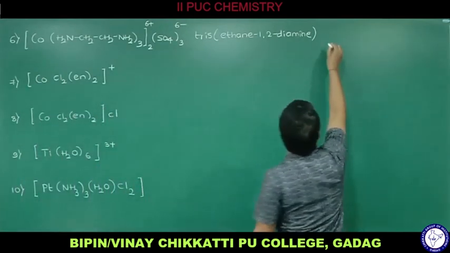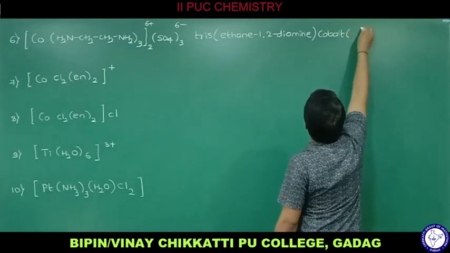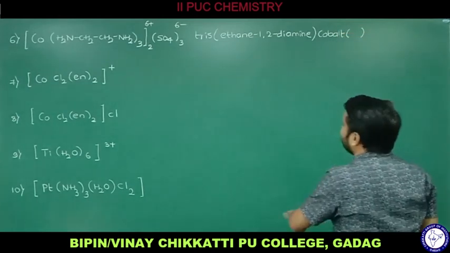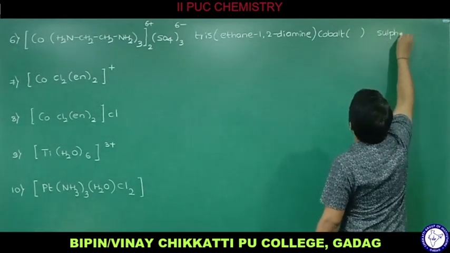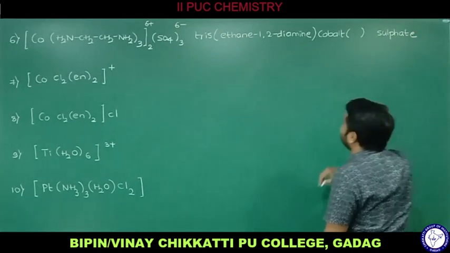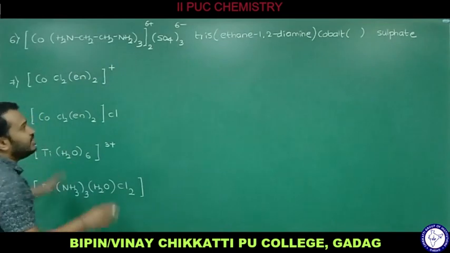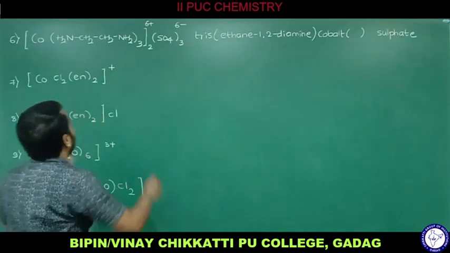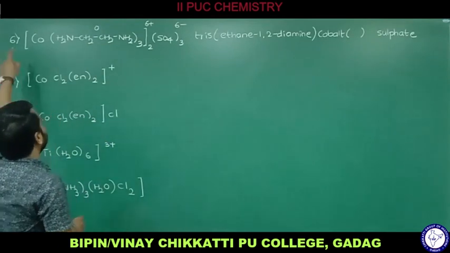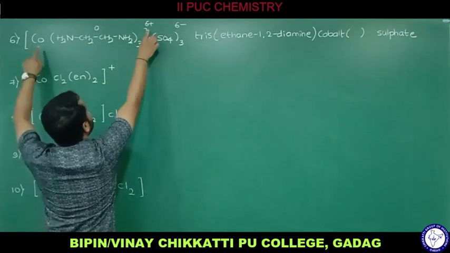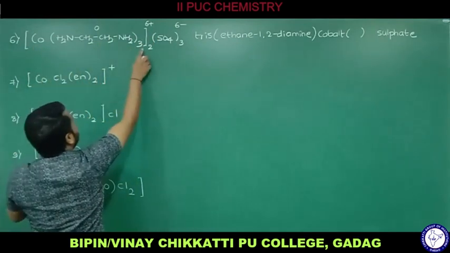What is that? Cobalt we have. So let me write that cobalt. And we need to write the oxidation state in the bracket, and the anion will be sulfate. So I leave a space and I write sulfate here. Okay. So the oxidation state we left here. Ethane 1,2-diamine is a neutral ligand. Therefore the charge will be 0. Then what would be the charge of cobalt here? The total charge will be 6 plus.